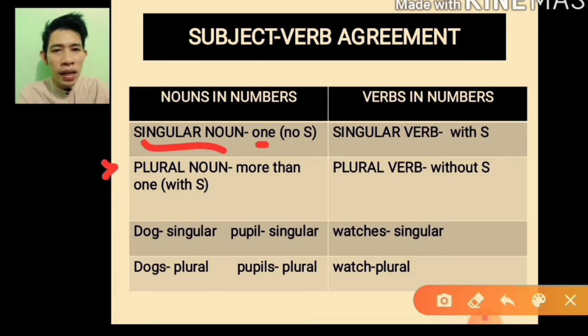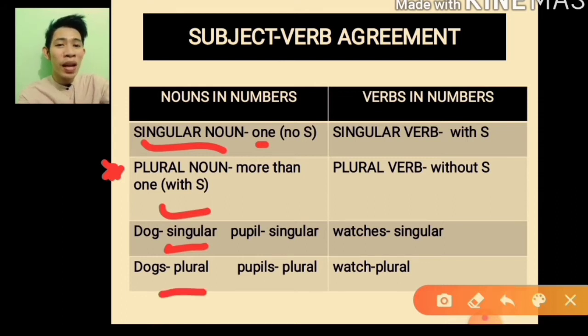Kapag plural noun naman, we are talking about more than one person, more than one thing. So, in other words, the word at the end has S. Again, kapag plural noun, more than one, higit pa sa isang pinag-usapan, at the end of that word, there is an S. Let's take this example: dog versus dogs. Kapag dog, there is no S at the end of the word, that is singular. Kapag dogs naman, there is S at the end of the word, we are talking about plural.